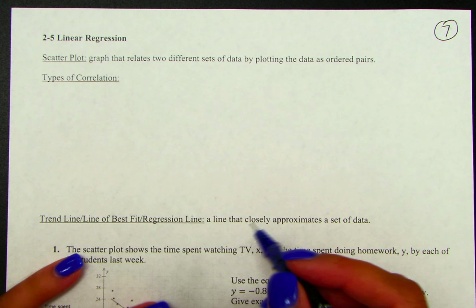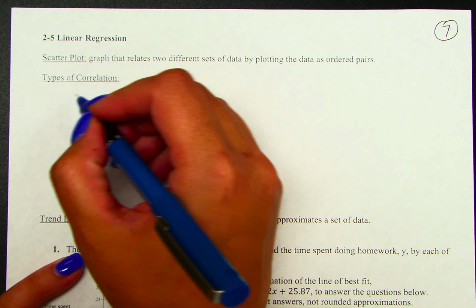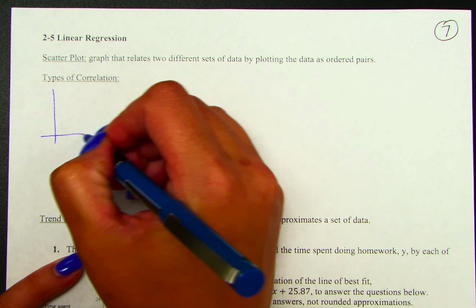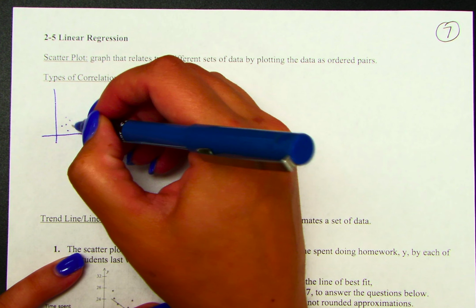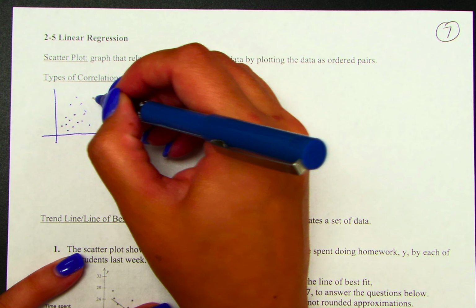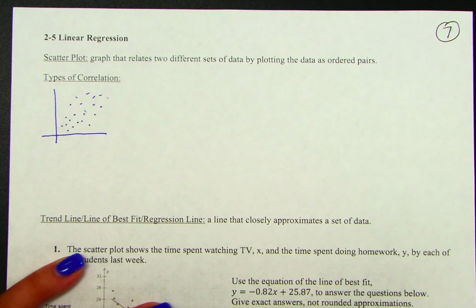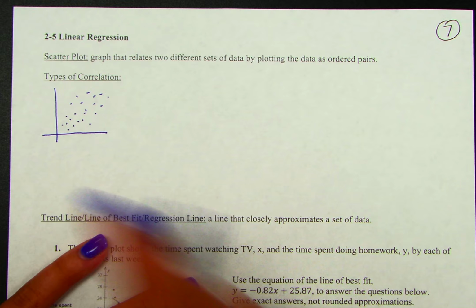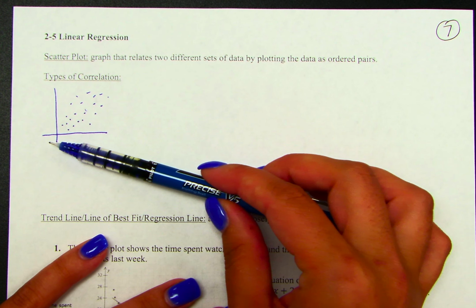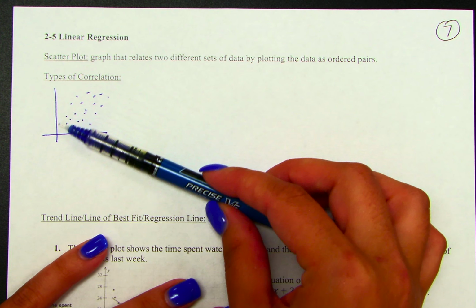So we have different kinds of correlation. If I just make a graph here and put a bunch of points on it, we want to look at which way the data is trending. Looking at this, I have a positive correlation because it's going up.